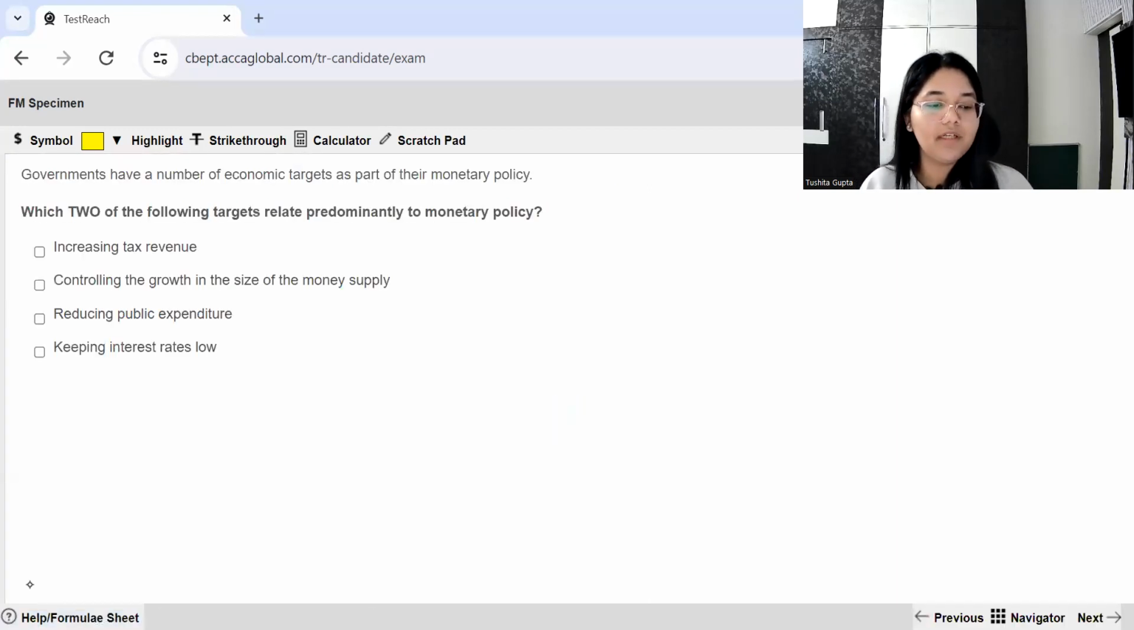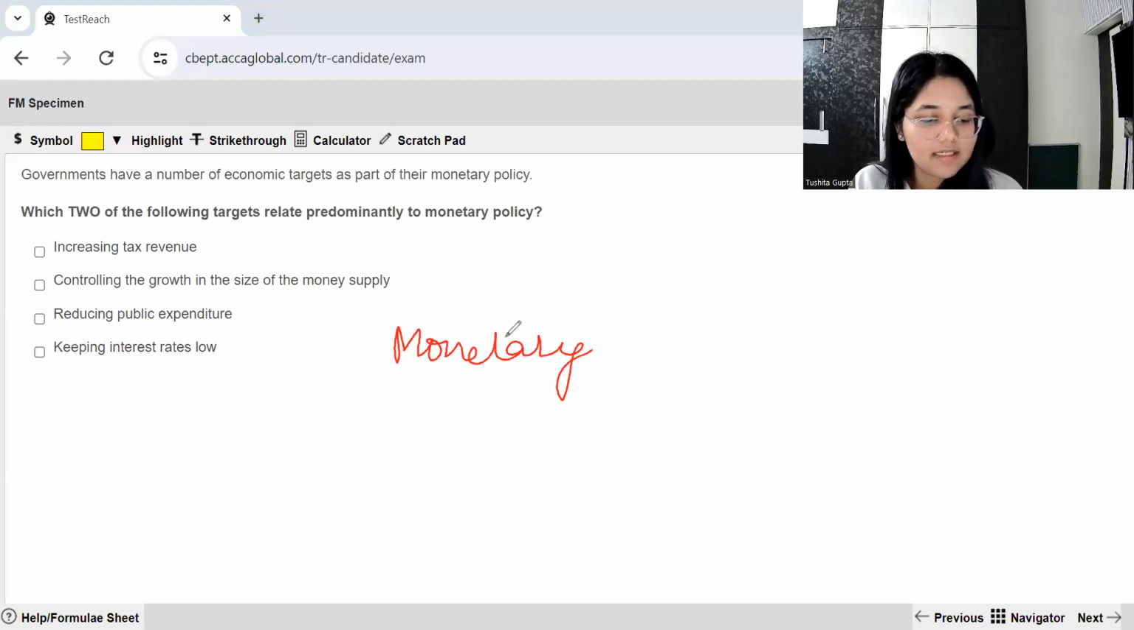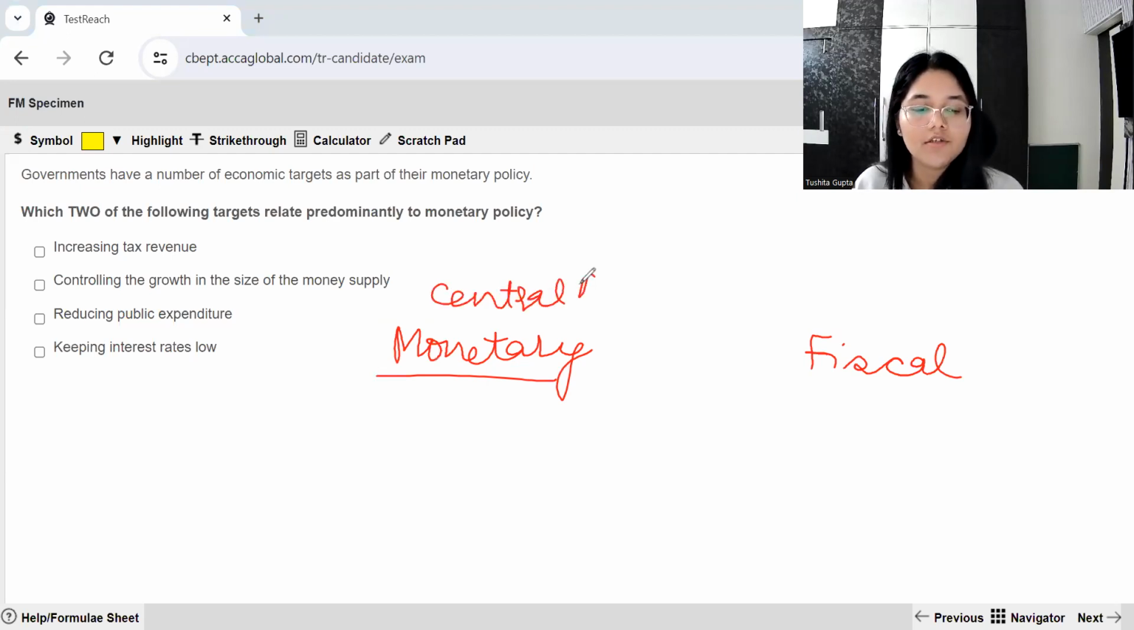So governments have a number of economic targets as a part of their monetary policy. Which two of the following targets relate predominantly to monetary policy? So see, it's very important to understand what these two policies talk about. Whenever we talk about this, there are two policies, right? The first policy is the monetary policy, and the second policy is the fiscal policy. Monetary policy is determined by the central bank of the country. The central bank in the case of India turns out to be RBI. For the US, it is the Fed, and so on.